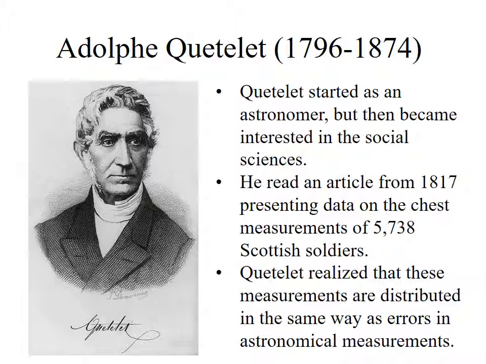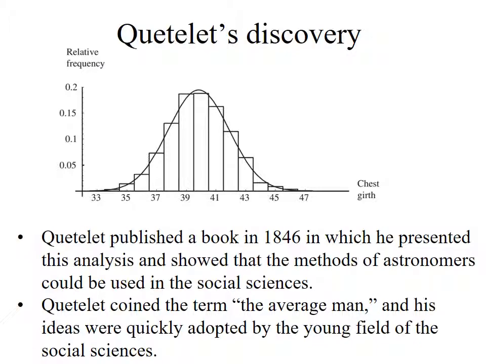Quetelet realized that these measurements were distributed in the same way as errors in astronomical measurements, as described by Gauss. He published a book in 1846 where he showed this analysis, and he showed that the techniques that astronomers and physical scientists were now using to deal with their measurement error could now be used in the social sciences. He did all sorts of cool things. He coined the term the average man. His ideas were adopted by the young field of the social sciences, and people began to realize that you could find these bell-shaped curves, these normal distributions, all over the place.